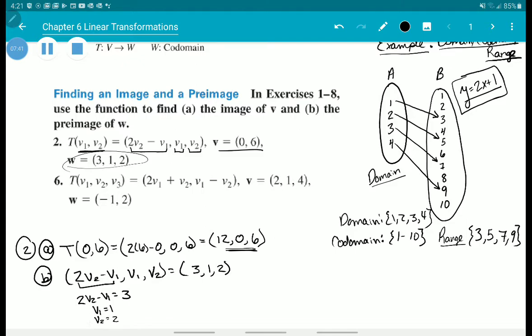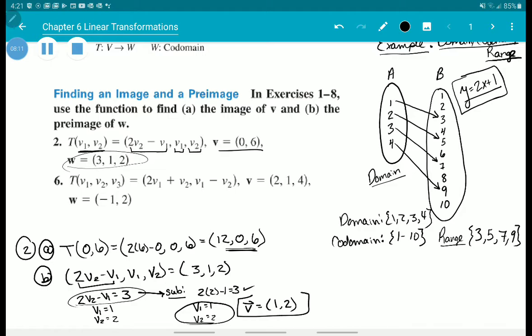So we know what v1 and v2 are. We just need to make sure it satisfies this. If we make a substitution here, we do get 3 is equal to 3. So that means v1 is equal to 1 and v2 is equal to 2. So our pre-image would be the vector 1, 2. And what that means is that if we were to plug this guy into this transformation, we would get that piece out. That's what it means to be a pre-image. What did it look like before?